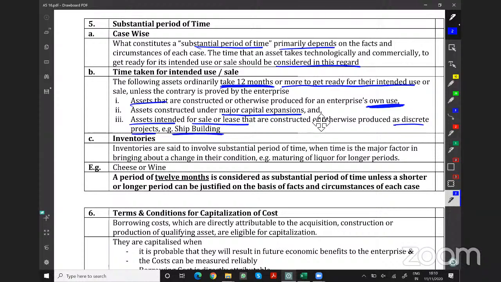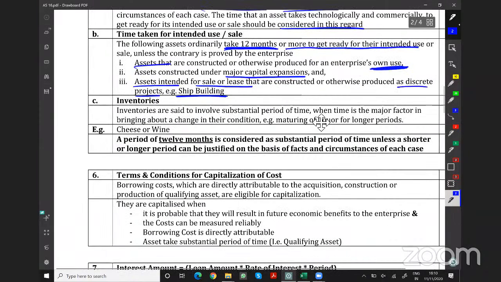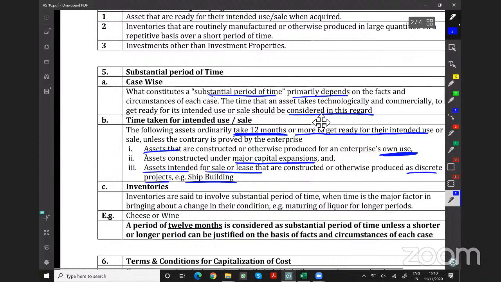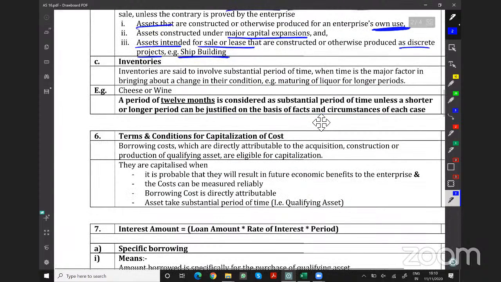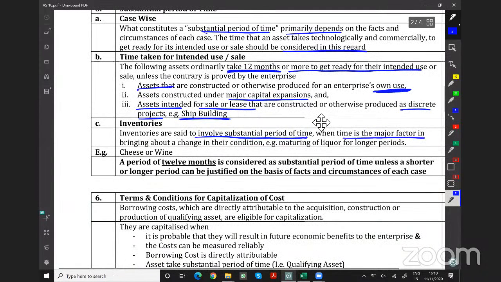In case of inventory, see, while reading the definition, it was applicable to asset as well as to inventory. So inventory normally doesn't take 12 months of time, sir. It hardly takes 15 days, 20 days, 1 month, 2 months. So we will read this thing as well. Inventories are said to involve substantial period of time when time is the major factor to bring about the change in the condition. Example, maturing of liquor for a longer period.